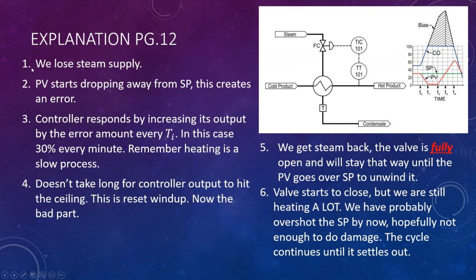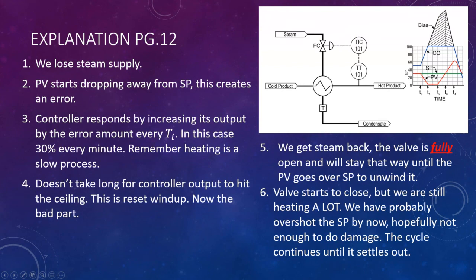And then suddenly, step number one, we lose our steam supply. Something happened over here. Somebody closed a valve, or somebody put another unit online, and we lost our steam. So we lose our steam. Our temperature, which is our process variable, is going to start to go down. As our temperature starts going down, our PV gets away from our set point, which increases our error. Thus, it increases our controller output. The controller is responding by increasing its output by the error amount every TI, or integrating time period. In this case, it's 30% every minute.